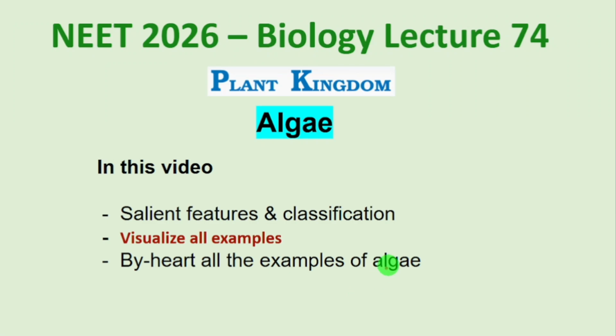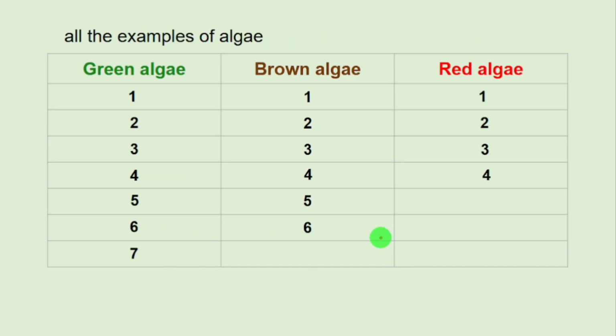We are starting lecture number 74 and today's title is Algae. In this video, we will cover the salient features and classification of algae into three types: green algae, brown algae and red algae. We will visualize all the examples. So at the end of the video, you will be able to test yourself whether you remember all these names. So this is the first paragraph.